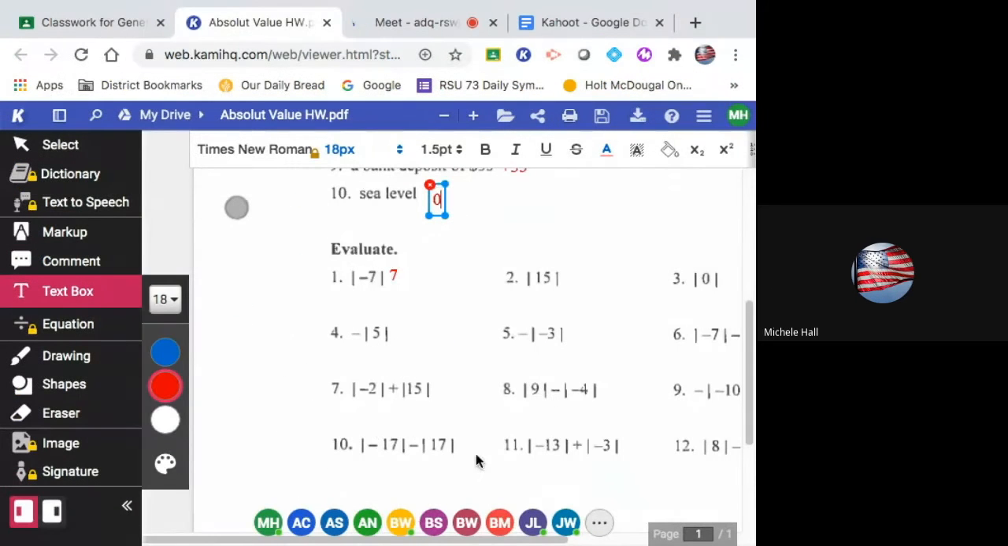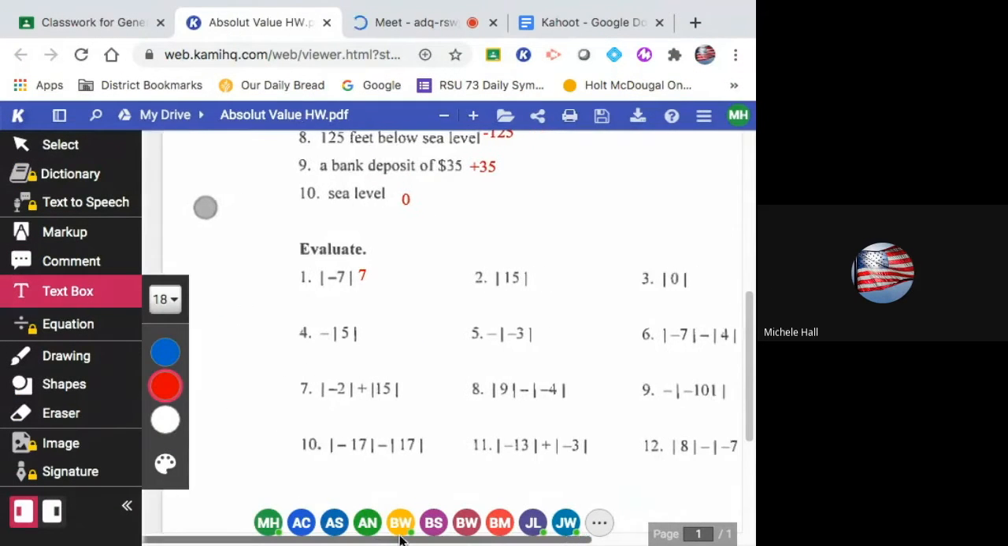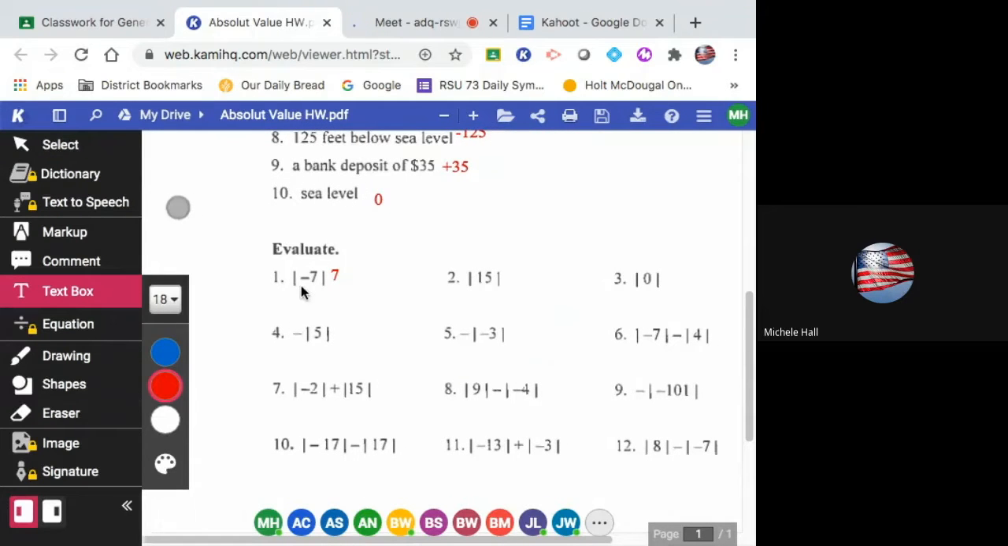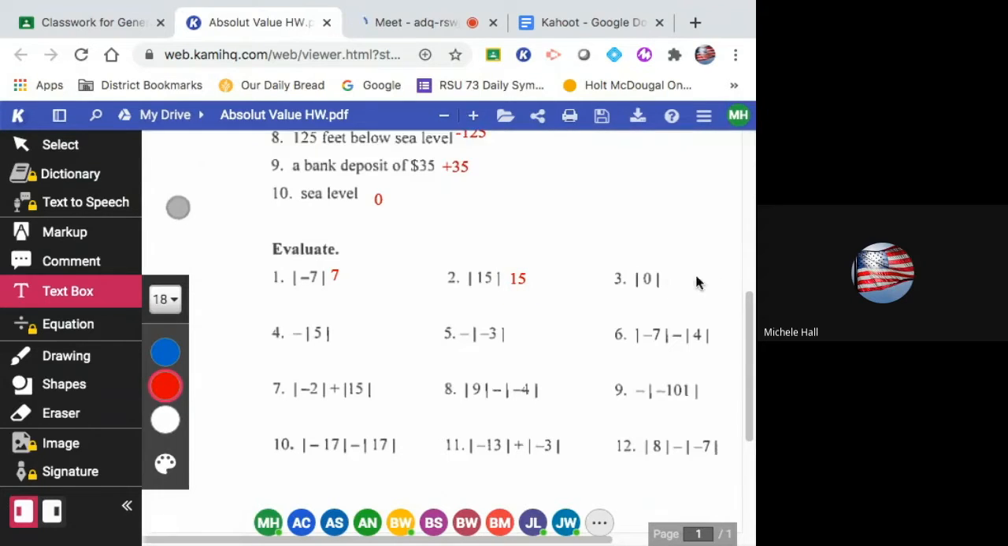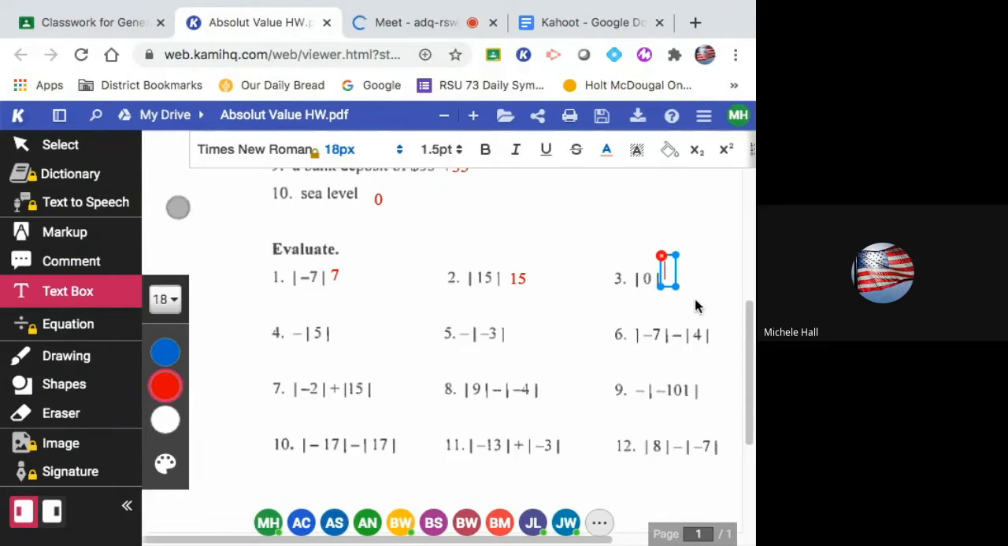Now actually talking about absolute value, it is the distance from 0. -7 is 7 units away from 0, so we said the absolute value of -7 was 7. How about the absolute value of 15? How far away is 15 from 0? 15. So distance is always going to be positive because you can't show me 1 step ago. You can't show me 1 minute ago. It's about distance from 0. What about the absolute value of 0? It's 0 units away.